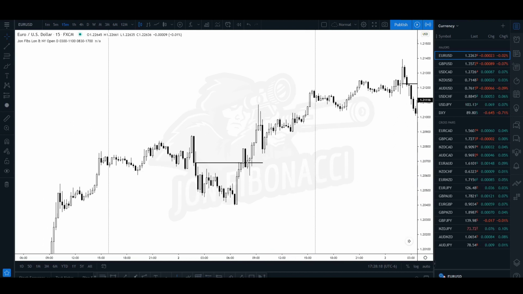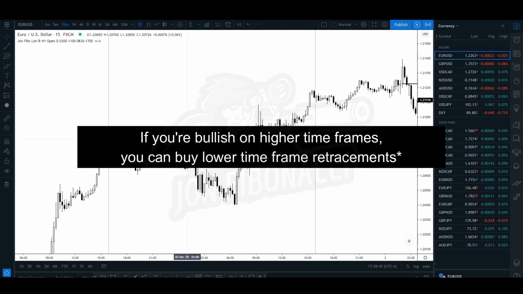So I'll leave you with this. Trading in this type of environment may feel contrary because you're buying as price is going lower. It could be a little bit nerve-wracking at first. This is why you have to pay attention to the higher time frames to get directional bias. If you're bearish on the higher time frames, then you can buy lower time frame retracements. That's the last gem I'll throw in there for you.